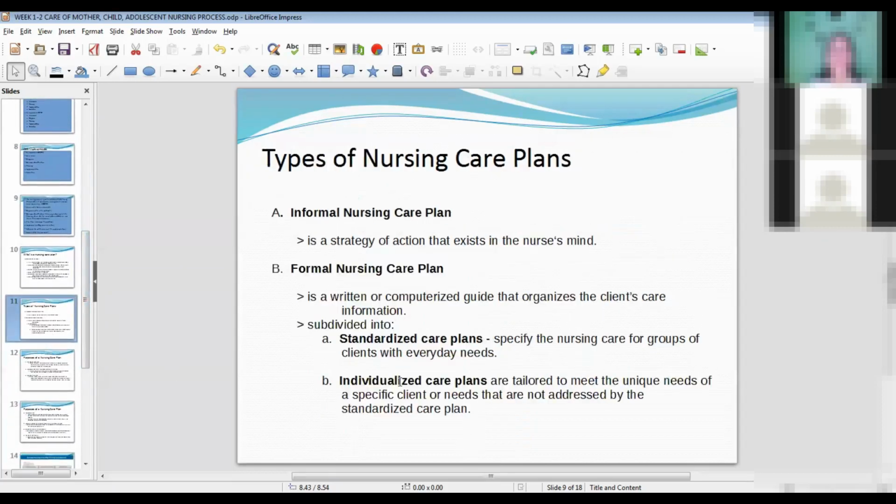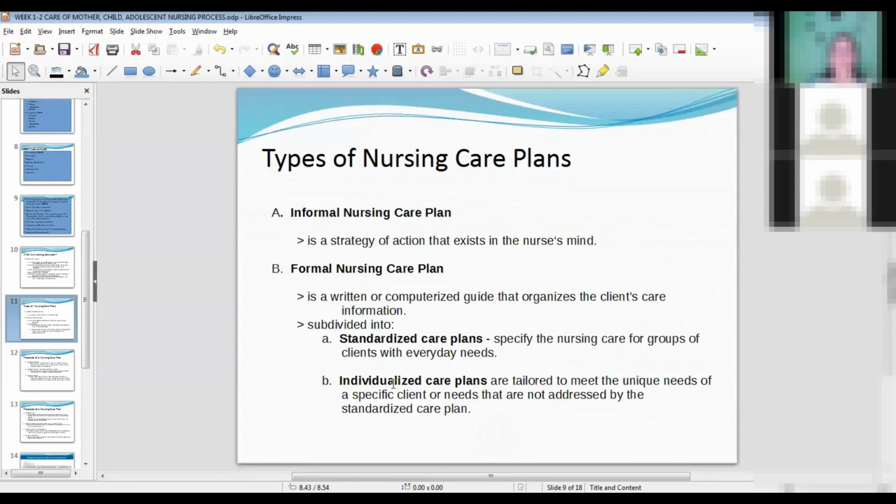Okay, so we have two types of nursing care plans. So we have the informal nursing care plan. This is a strategy of action that exists in the nurse's mind. So as soon as you have seen your patient, you have the initial plan at the back of your mind. What will I do with this patient?